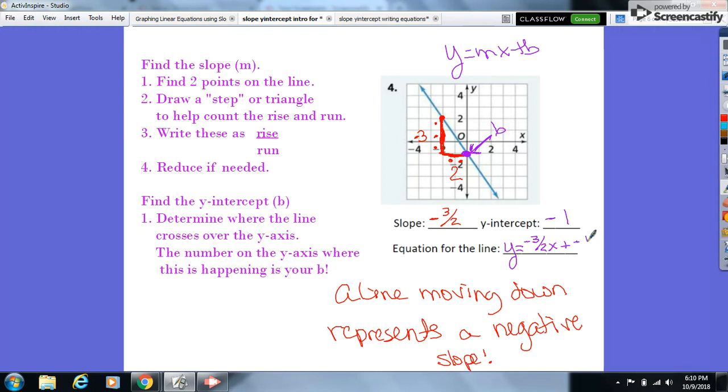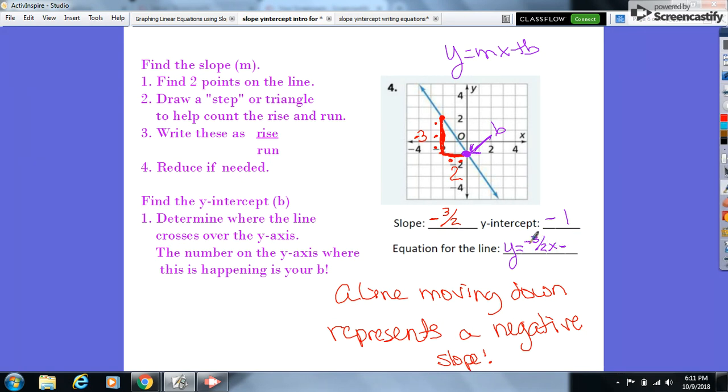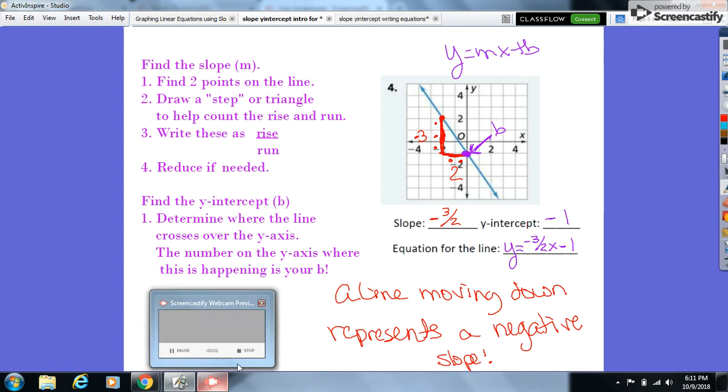plus -1. Now, again, your high school teacher is going to be a little critical of that answer. That answer is correct. However, we know when we learned how to add and subtract negative numbers, that when I add a negative number, it's the same thing as subtracting a positive. So I would actually take this and turn it into y equals -3 over 2x minus 1. So hopefully that helps you remember how to find an equation in slope-intercept form from a graph.